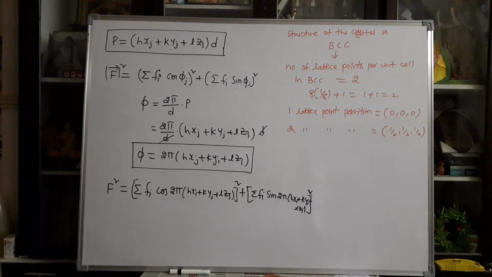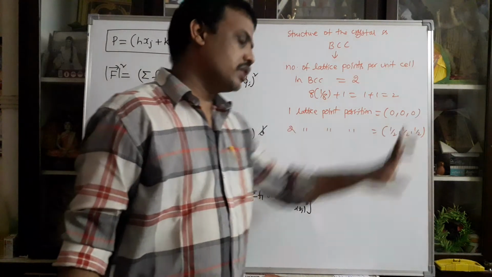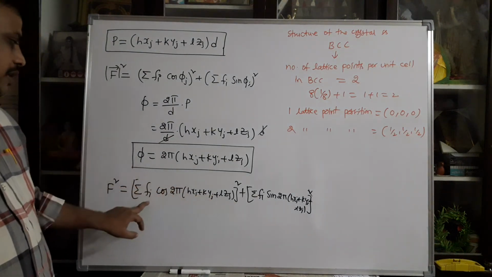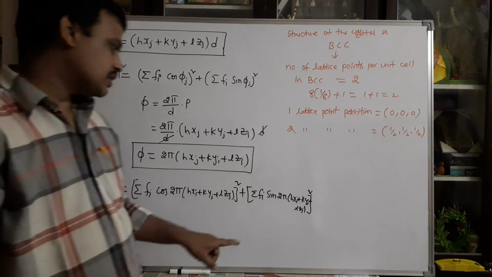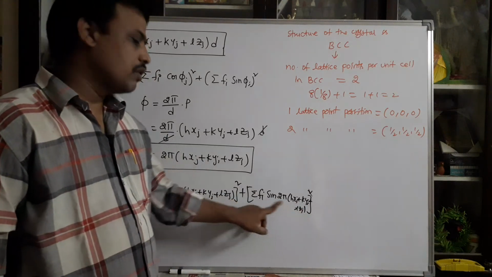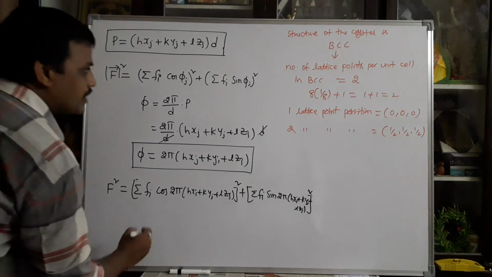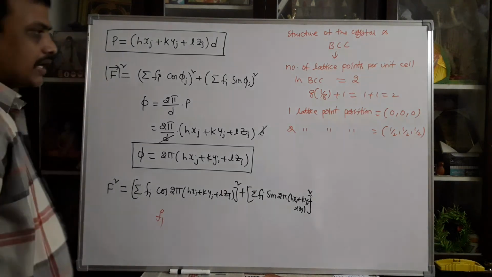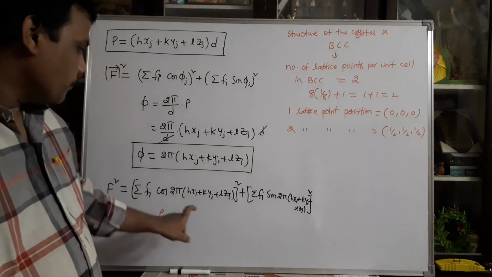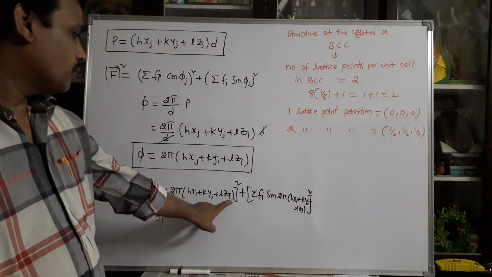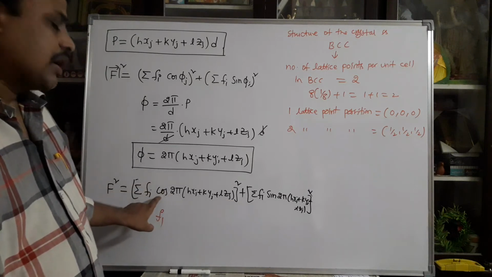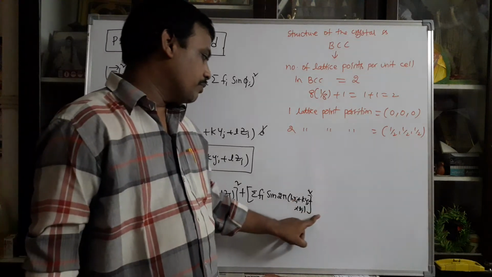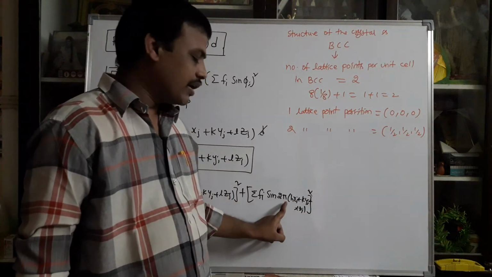Suppose x, y, z are 0, 0, 0: cos 0 value is 1, so it is nothing but f1. Next for 0, 0, 0, sin 0 is 0. So ultimately the first position is represented as f1. For the second, 1 by 2, 1 by 2, 1 by 2: the 2s get cancelled, cos pi value is minus 1, and sin 180 value is 0.